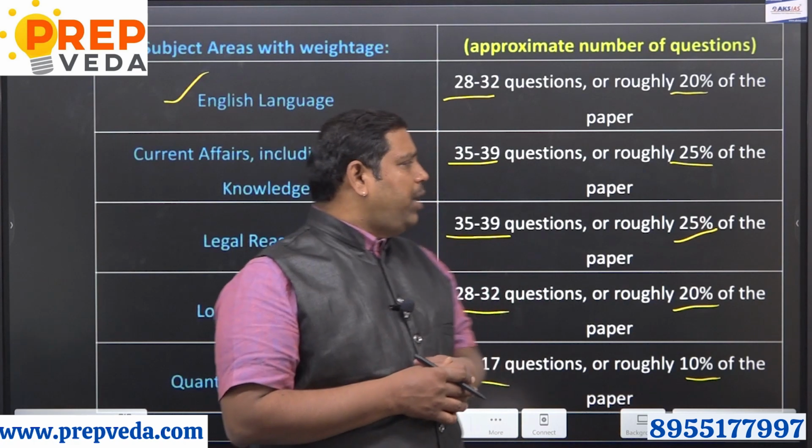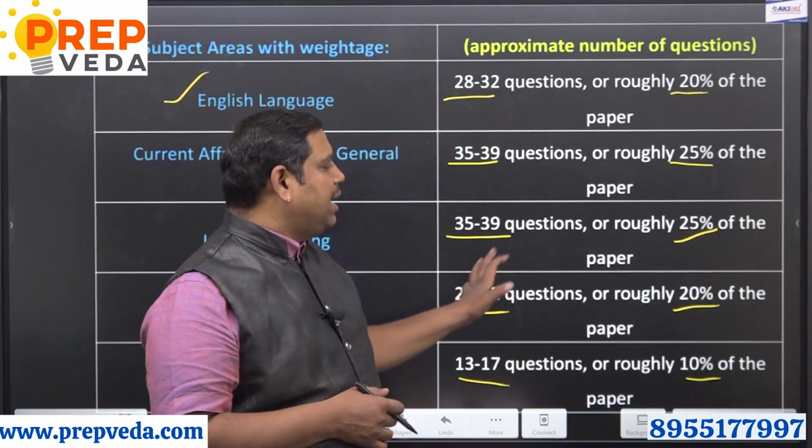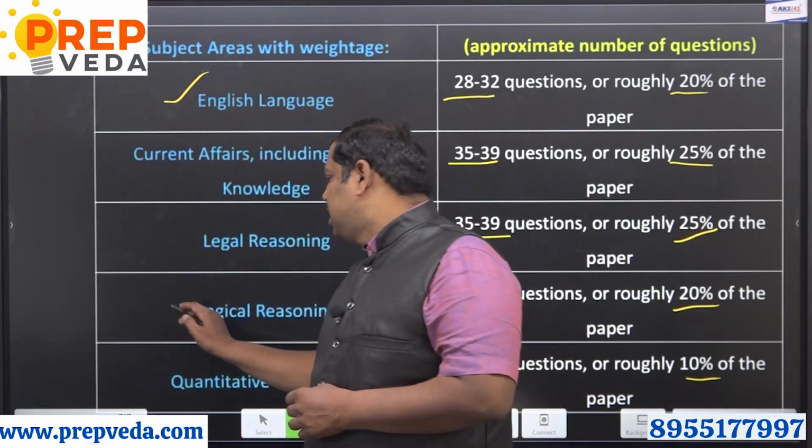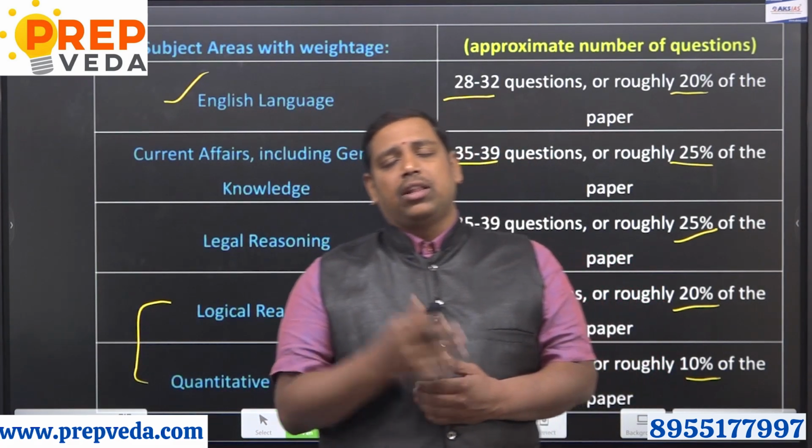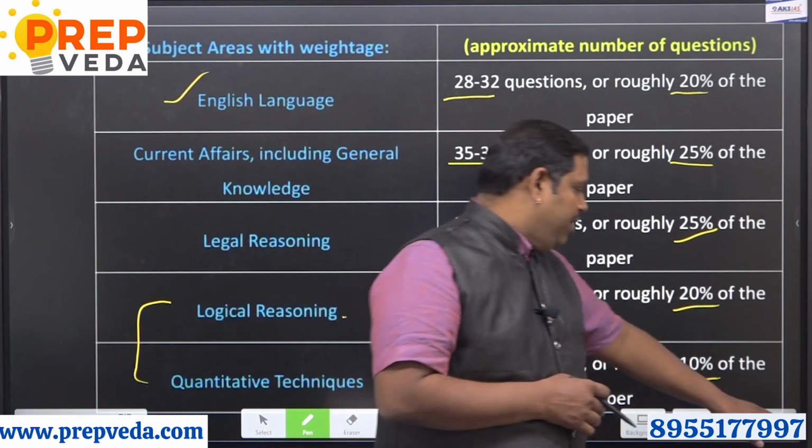And the next point is, now we should know what are the contents available in these two, especially logical reasoning and quantitative techniques. What are the subjects that are available? What are the topics that are available? I'll show you one by one.